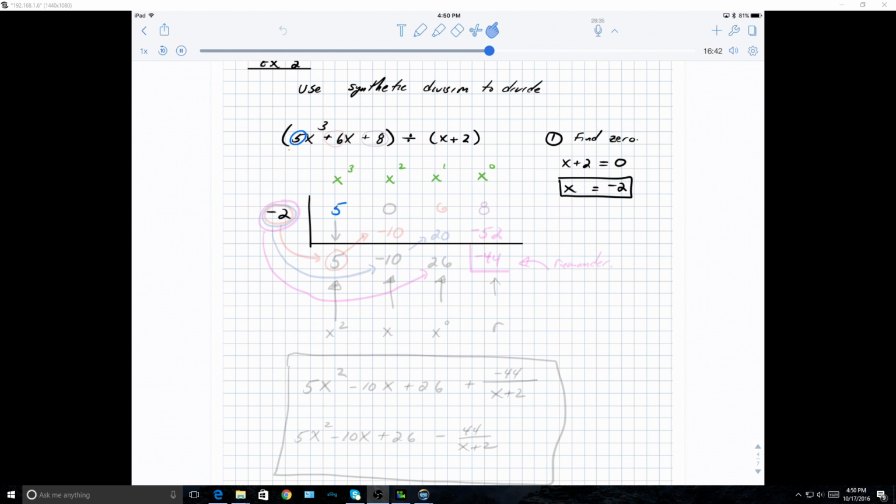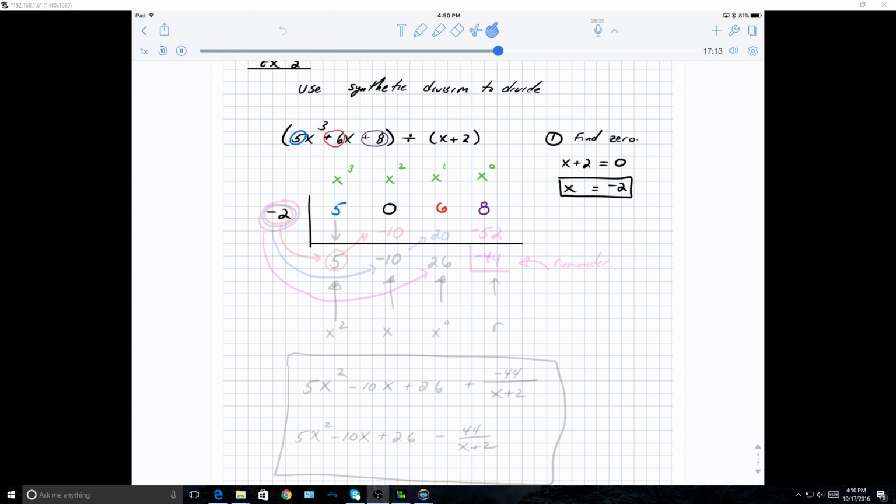And then, well, we have nothing for that, so I'll put a 0 in that placeholder for the x squared, because we don't have any of them. And then we'll use the plus 6 for the coefficient here on the linear term, and on the constant, we'll use that plus 8. Okay?